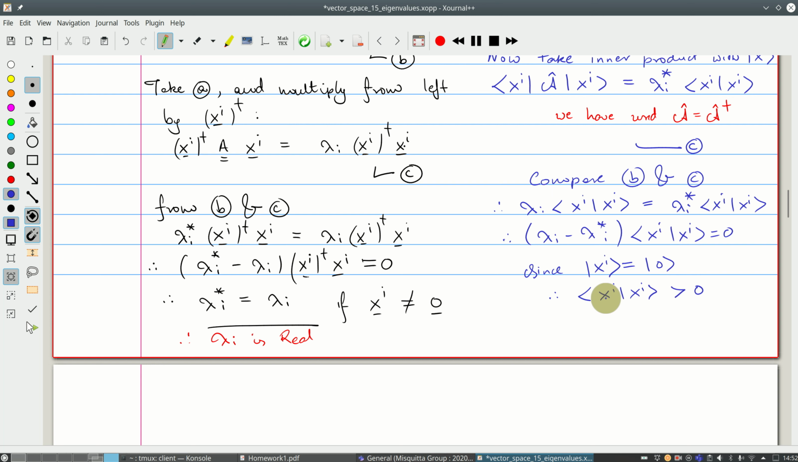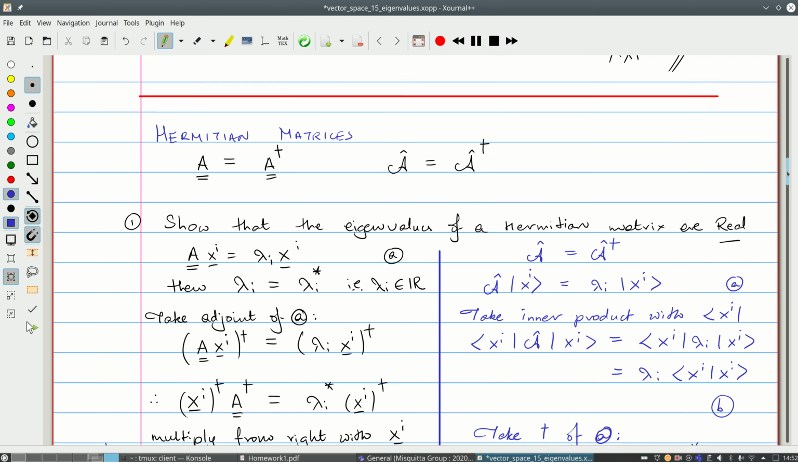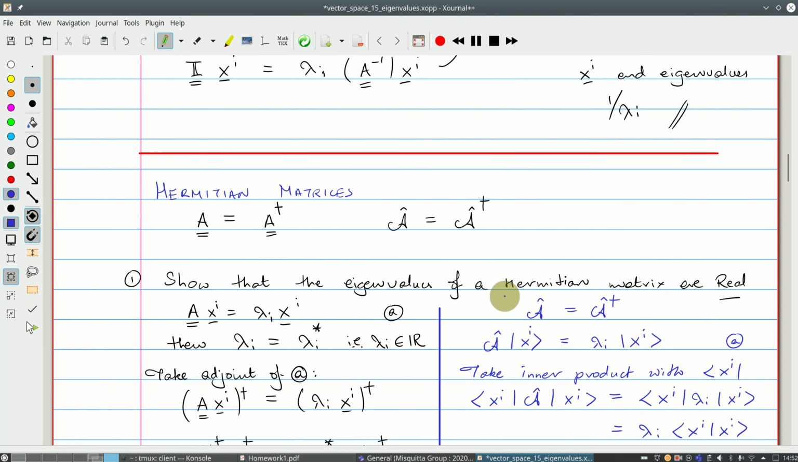Normally the inner product of a vector with itself is greater than or equal to 0. Here we have said it's greater than 0. There is no equality. This is not equal to that. That's important. And therefore lambda I is equal to lambda I star, and therefore lambda I belongs to the set of real numbers. So we have shown an important result: the eigenvalues of a Hermitian matrix or Hermitian operator are real. And this is quite important.